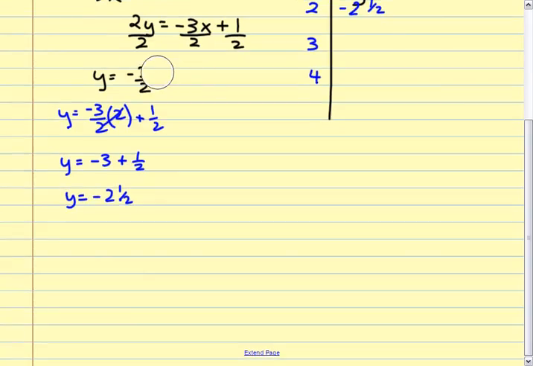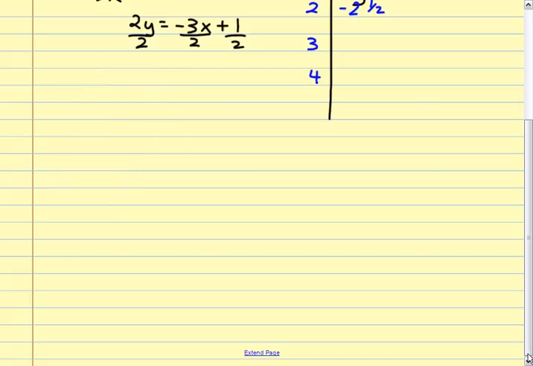Now let's go down here. I'm going to erase this just to give myself some more room. Now, y is equal to negative 3 over 2x plus 1/2. Let's plug in 3. Y is equal to negative 3 over 2 times 3 plus 1/2. Perka J, simplify for me. What do I get?